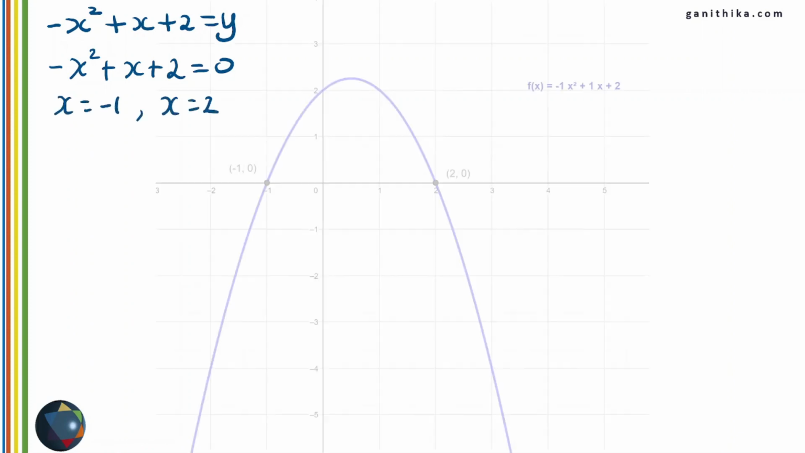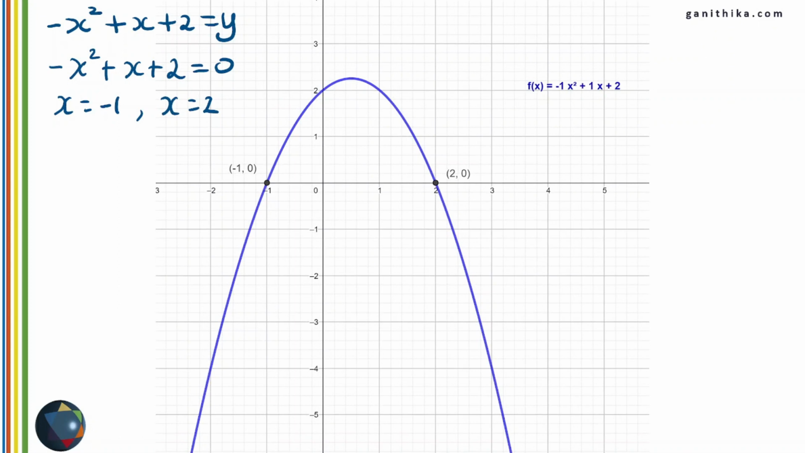Let's take another example. Minus x square plus x plus 2 greater than 0. As usual, let's solve the equation minus x square plus x plus 2 equal to 0. The solutions are negative 1 and 2. Let's first do it with the graphical method.